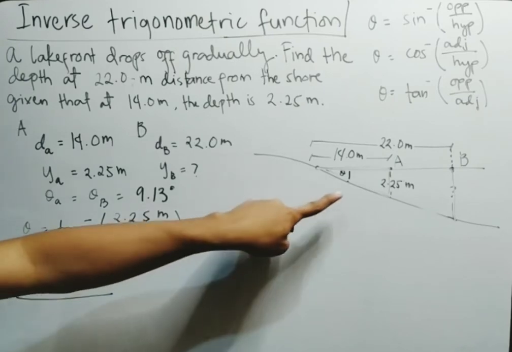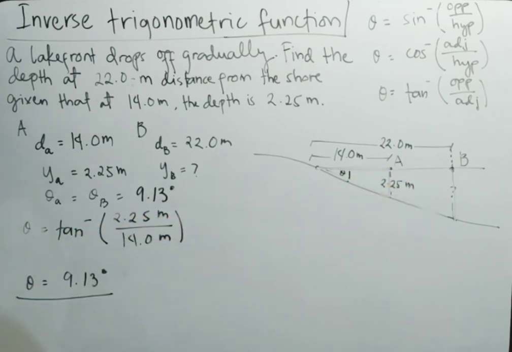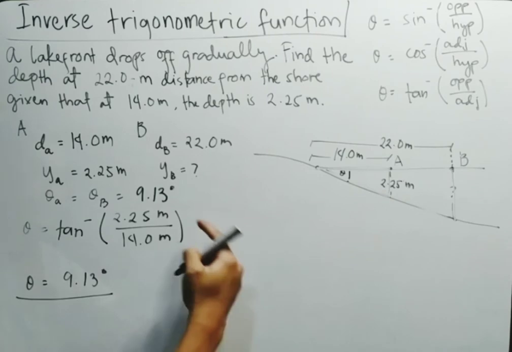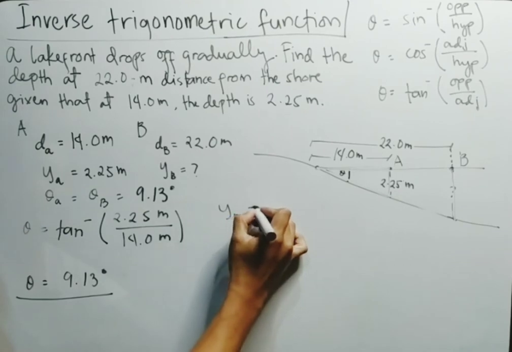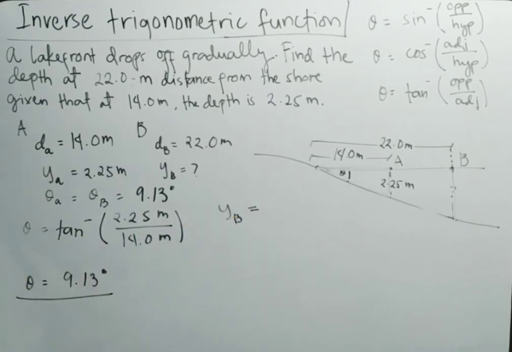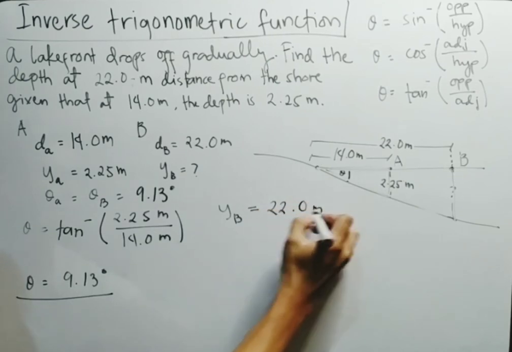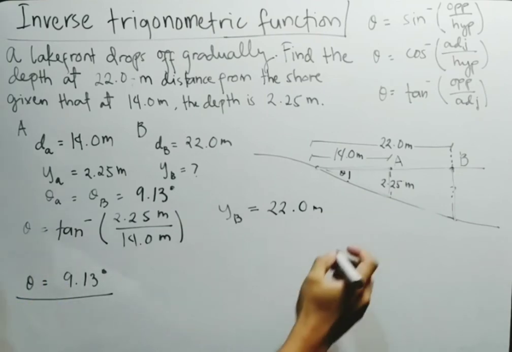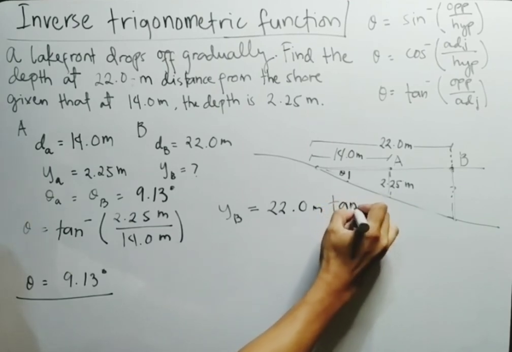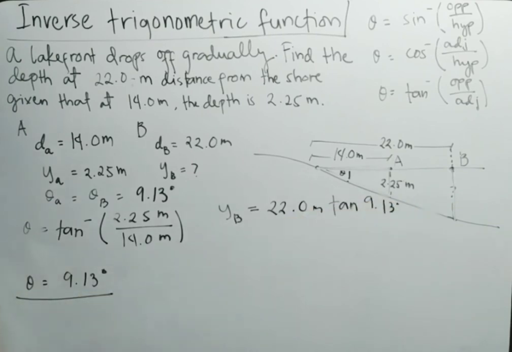Okay, so given the angle, given the adjacent side, we're looking for the opposite side. So we're going to use the tangent function. Okay, so ang hinahanap natin is si y sub B. So y sub B is now equals to 22.0 meters times the tangent of 9.13 degrees.